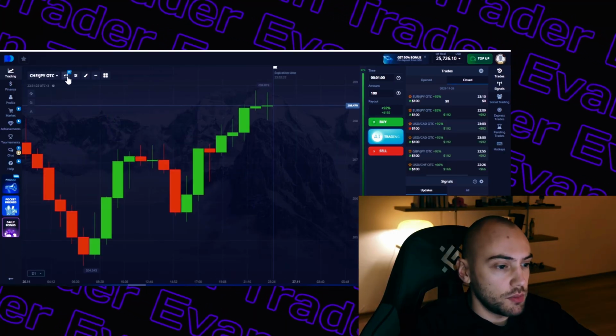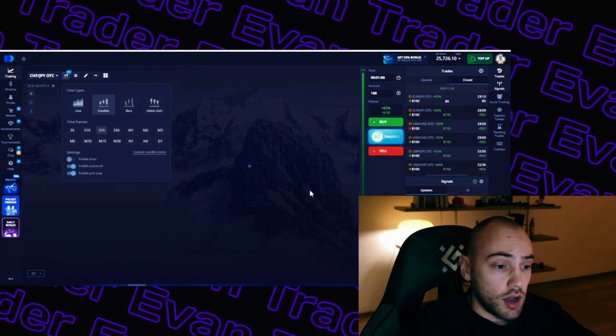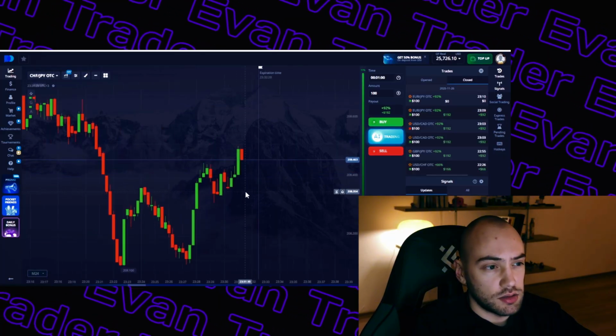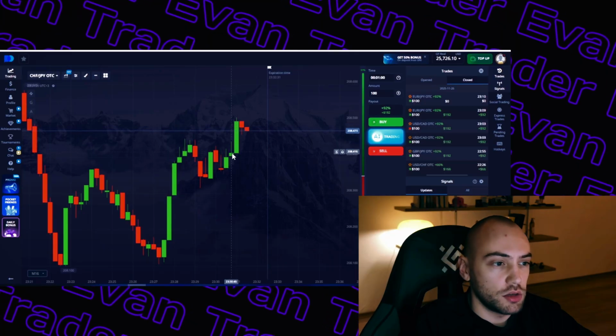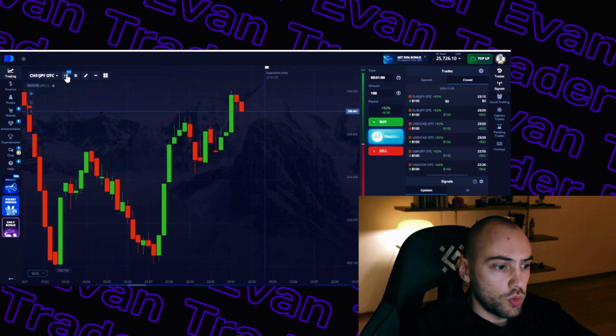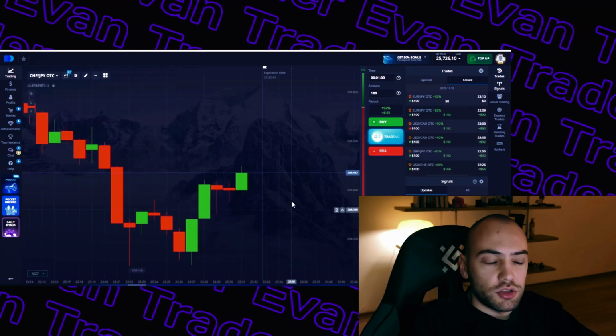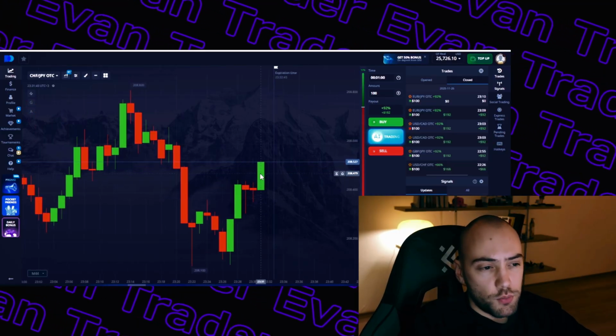Let's check the impulse, maybe on a 15-second chart. As you can see, there's a trend upward. Some candles went slightly down, but the trend is overall bullish. Okay, so we'll place a trade on the minute time frame. We can still see the trend going upwards.